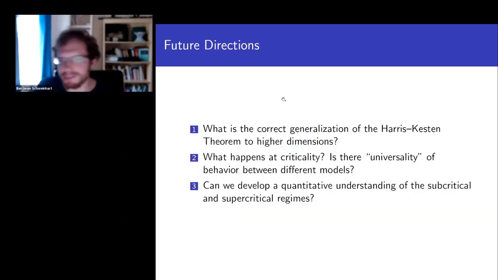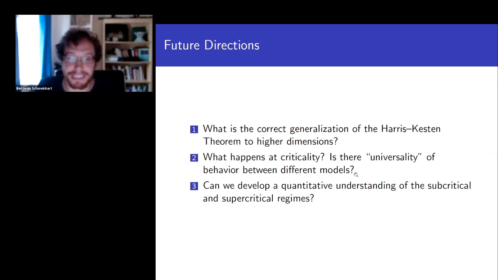Okay, so there's a number of future directions I'm interested in studying in this area. The big question, of course, is we've proven a finite-dimensional analog, or rather a higher-dimensional finite-volume analog, of the Harris-Kesten theorem. But we would ideally like to prove an infinite-volume version in the full integer lattice. So that is interesting going forward.